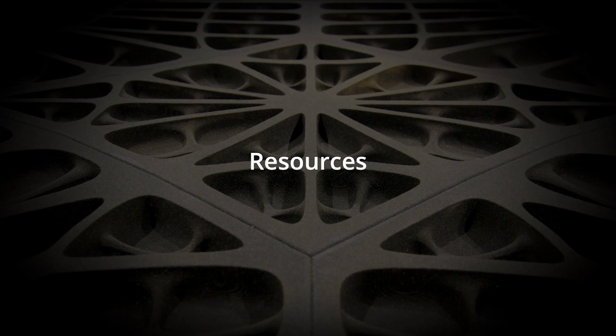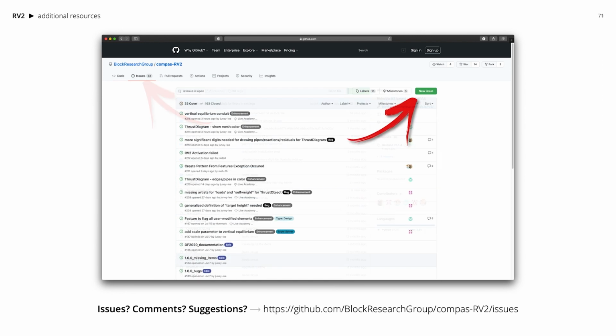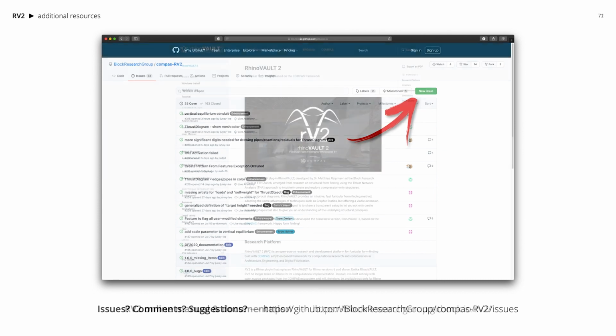Finally, I would like to tell you more about additional resources for RV2. If you have any issues with the installation, questions about the tool, or suggestions, please navigate to the Issues section on the main GitHub repository page of RV2. Then click on New Issue on the right side of the page and file your issue there. One of our developers will assist you as soon as possible.